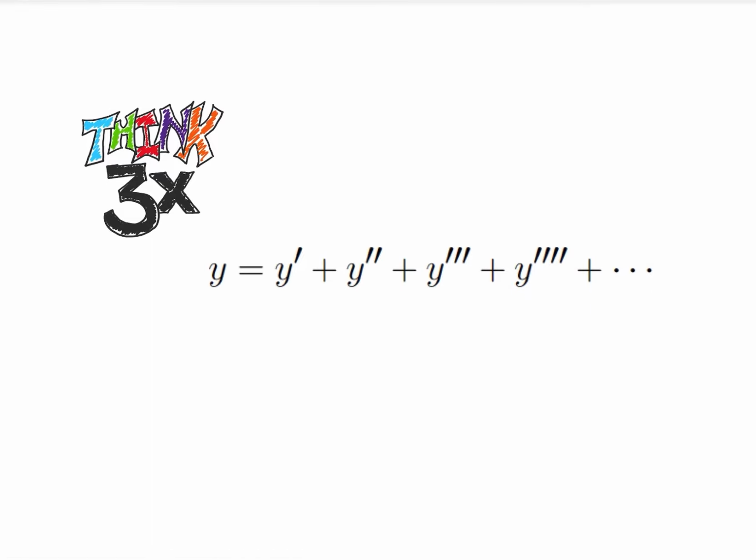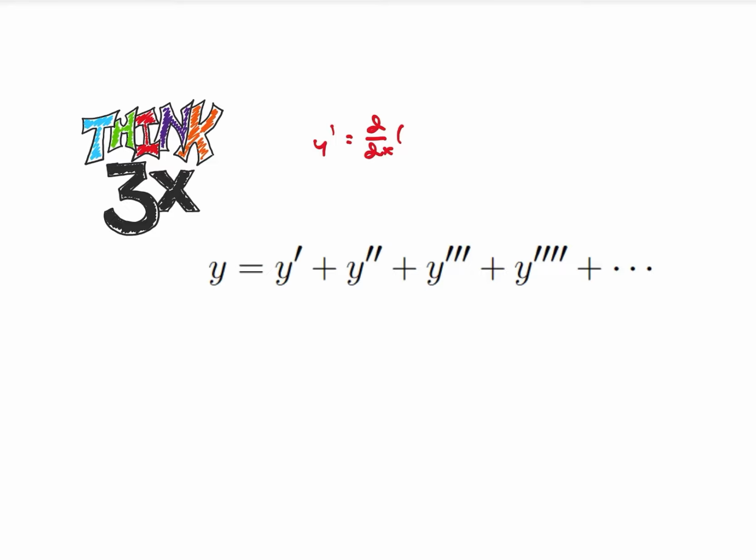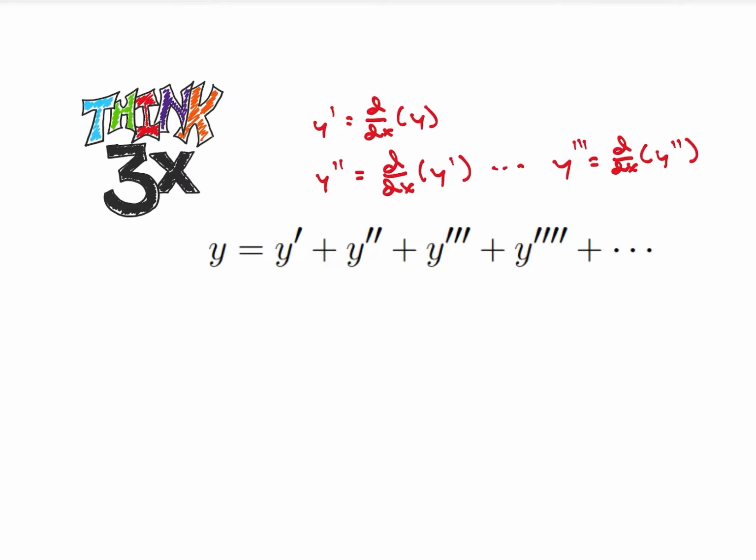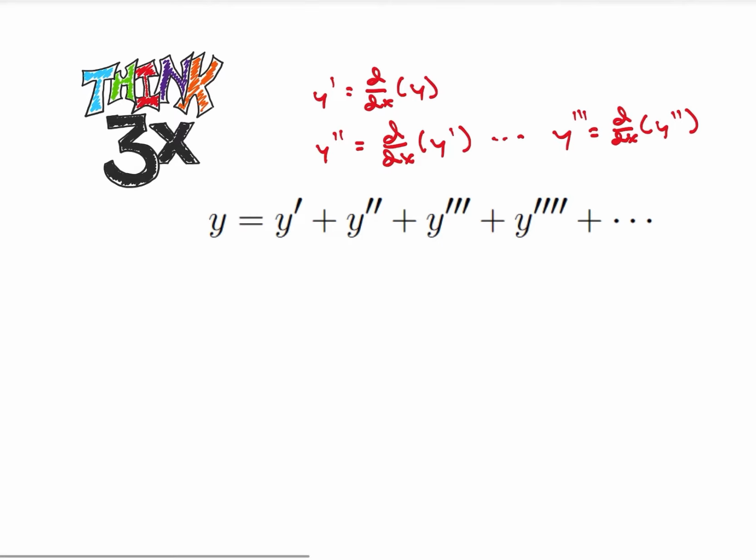Okay, so what I'm going to remind people, so obviously y prime is equal to the derivative with respect to x of y. And I can also write y double prime is the derivative with respect to x of y prime. And I can continue this down the line, and I could write the third derivative of y with respect to x is just the derivative with respect to x of y double prime. And because of this, we can take a nice little shortcut.